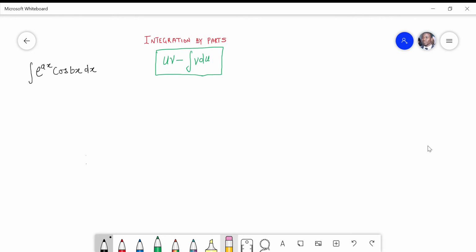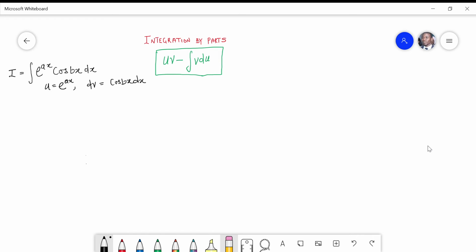So I can just call this guy I, right? So we have I equal to the integral of e to the power of ax cos bx dx here, and we know how to choose what our u is and then the v, because we talked about that. So I can just say u is e to the power of ax, and then dv is cos bx dx.